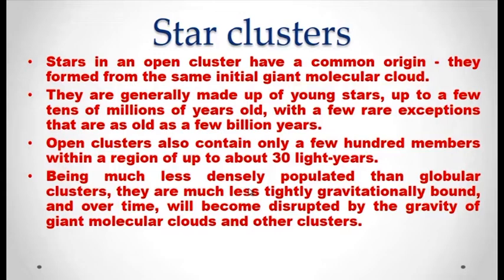If you take the globular cluster, that is the oldest star population compared with the universe. Here the open clusters are made up of younger stars up to a few tens of millions of years old, with a few rare exceptions that are as old as a few billion years. Open clusters also contain only a few hundred members within a region of up to about 30 light years. Globular clusters are about 10 to 30 light years wide, but open clusters are about 30 light years wide.